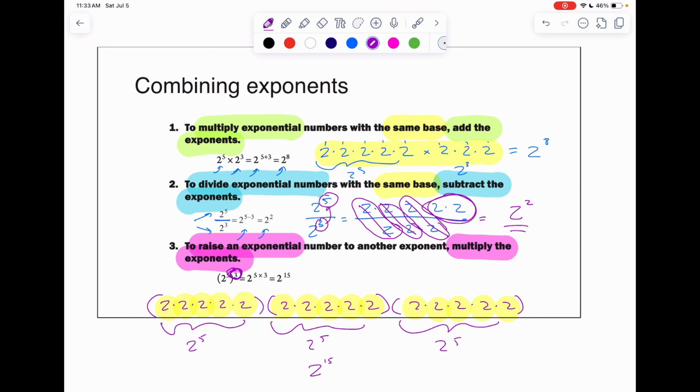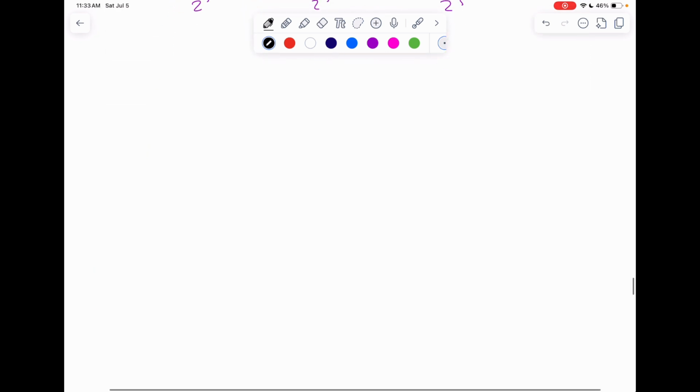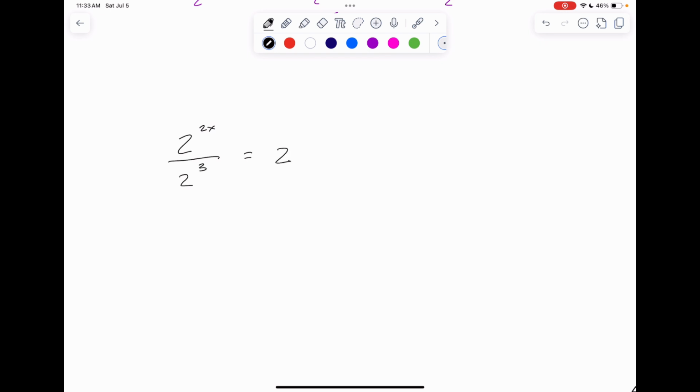Memorize these rules, because pretty soon you're going to be doing them with exponents that are variables, or exponents that are fractions or negative. And if you don't have these rules, it's going to be really confusing how to use them. So for example, if I say 2 to the 2x over 2 to the 3 equals 2 to the 10, and I want to find out what x equals, again, this is not super intuitive to simplify until you remember, oh, they have the same base.